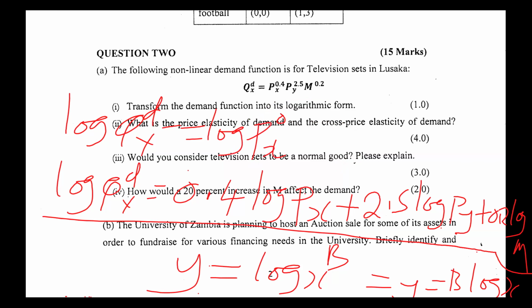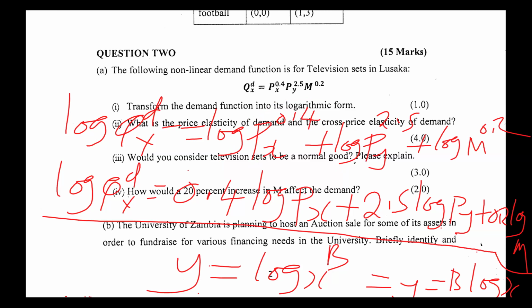px raised to the power 0.4, plus the log of py raised to the power 2.5, plus the log of m raised to the power 0.2. That's the second step. Then from there, you and I know now that since all of these are raised to the power log b, you can multiply all these, as you factor out the log.